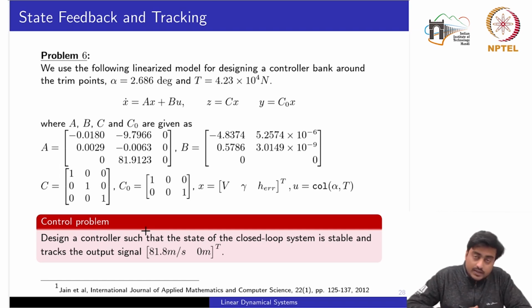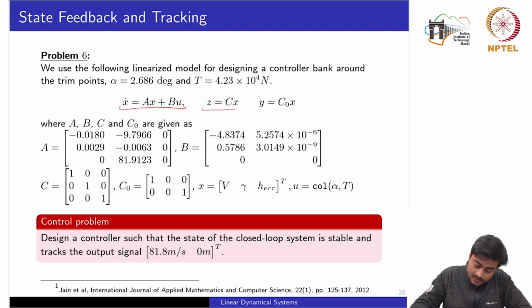Now here we are using the linearized model to design the controller, where the trim conditions are taken at alpha equal to 2.686 degrees, and the thrust has been taken as 4.23 into 10 to the power 4. So by using the MATLAB commands, you can compute the trim points of the nonlinear model, and around those trim points you can compute the linear state space equation, basically the A, B matrices for these trim points. Okay, so this is the nominal state space equation.